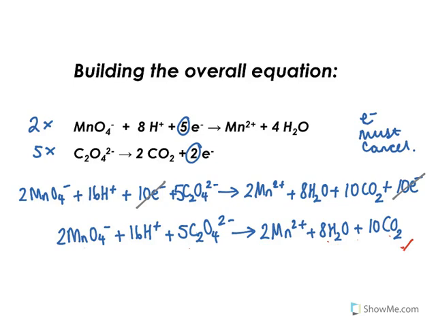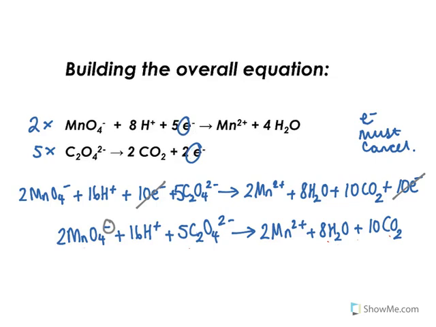Final thing to double check is that the charge works. So over on the left hand side we've got 2 times minus 1 is minus 2, minus 2 plus 16 is plus 14, minus 2 times 5 is minus 10, so that's plus 4 altogether on the left hand side, and 2 lots of plus 2 is plus 4 all over on the right hand side. So that now is a fully balanced redox equation.